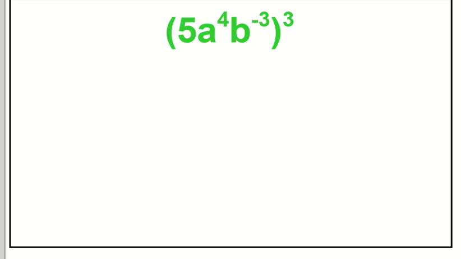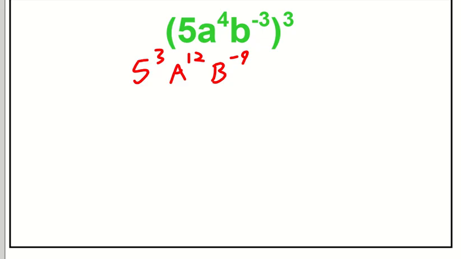All right, who thinks they can give me the correct answer? Yusel? So when we put that 3 through everything, we got 5 to the third power, a to the 12th power, b to the negative 9th power. Anything with positives stays where they're at. Anything with negatives, we flip.